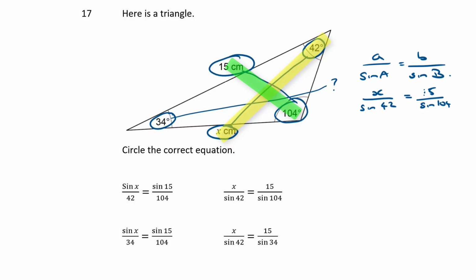And my x over sine 42 is that pair, and my 15 over sine 104 is over that one. That one didn't come out very well for some reason. So which one is that? Oh look, it's that one there.